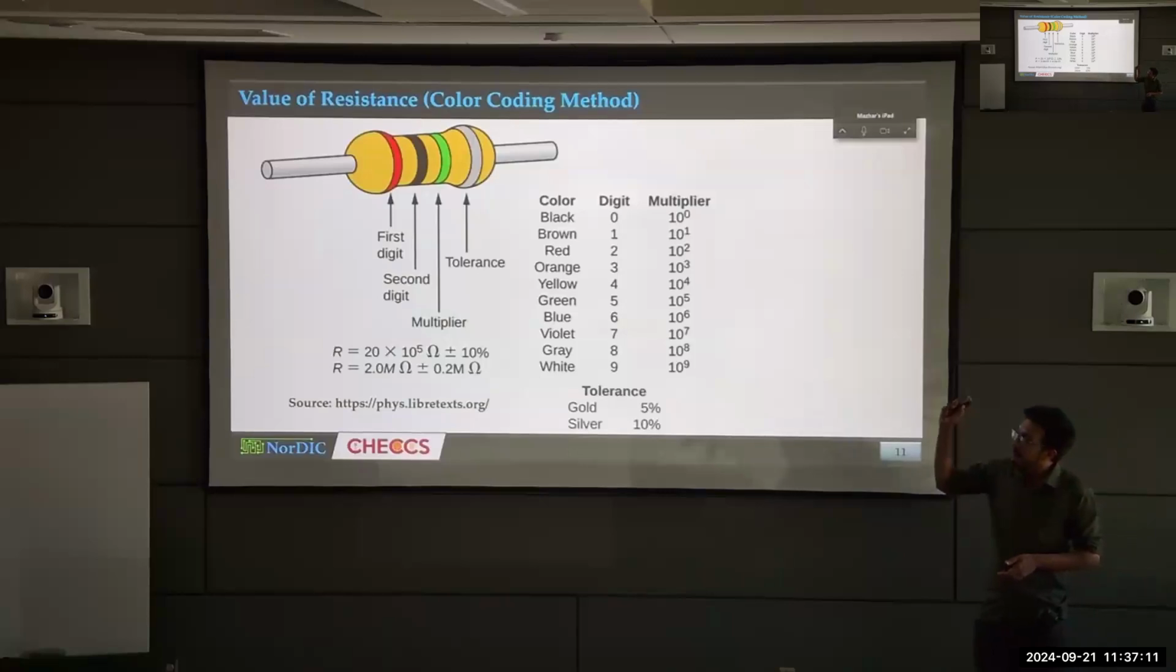Now I will familiarize you with this particular thing to help you with the next step. Maybe in the next class I will bring a simple breadboard and resistors physically, which you can connect and measure yourself.